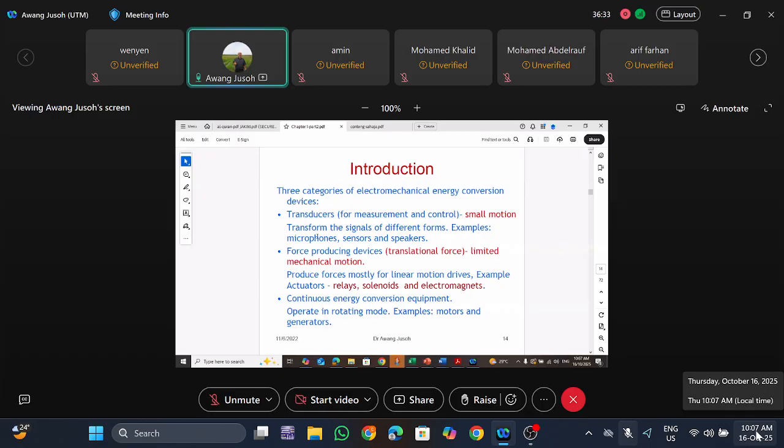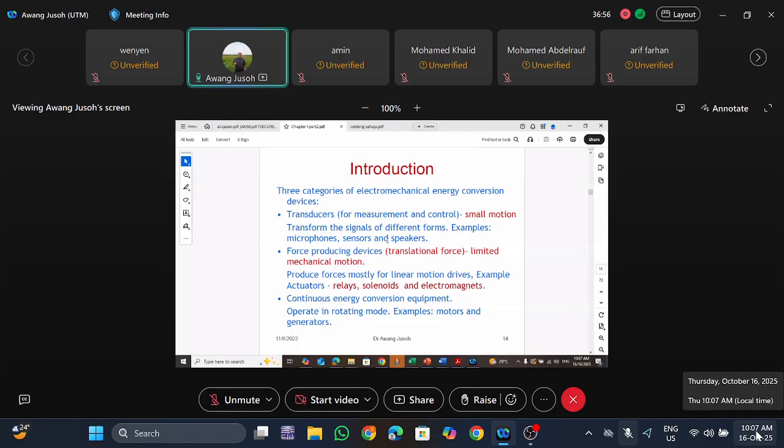So this kind of device we also call an electromechanical device. For example, a microphone converts sound to electrical energy, and a speaker converts electrical energy to sound and so on. So this kind of device we call a transducer. This is the first category of the electromechanical device.